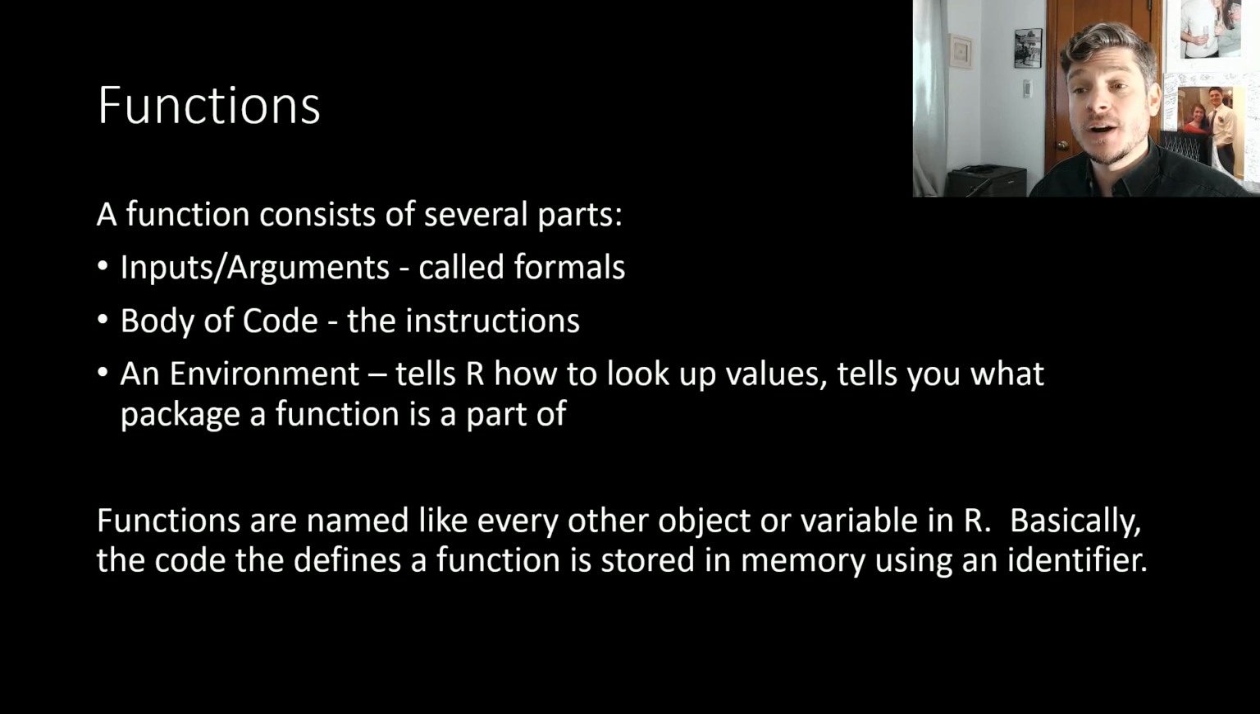Now, our functions consist of several different parts. First of all, we have our inputs or our arguments, which are also called our formals. So again, that's what we're putting into our function. Then we have our body of code, which is the instructions. It's the actual operations that our function is going to run through. And then lastly, there is the environment.